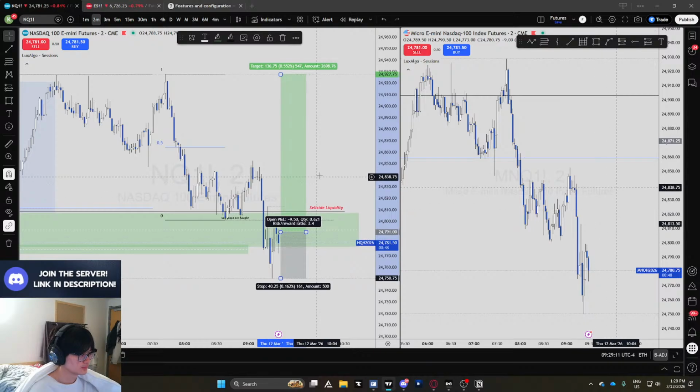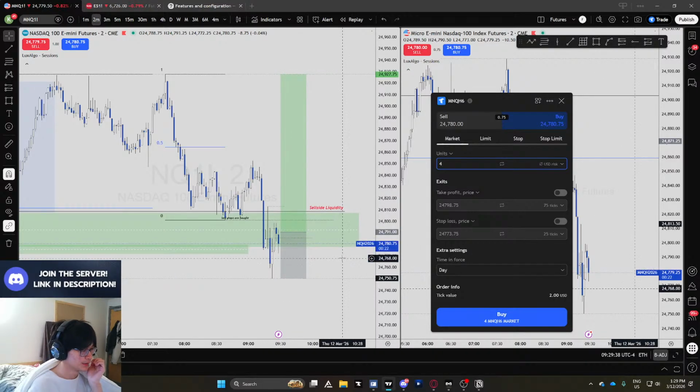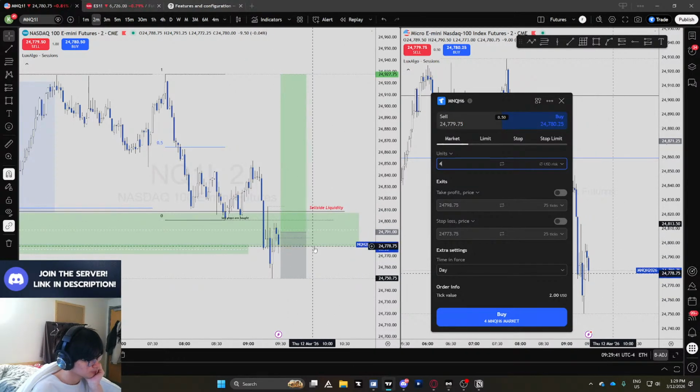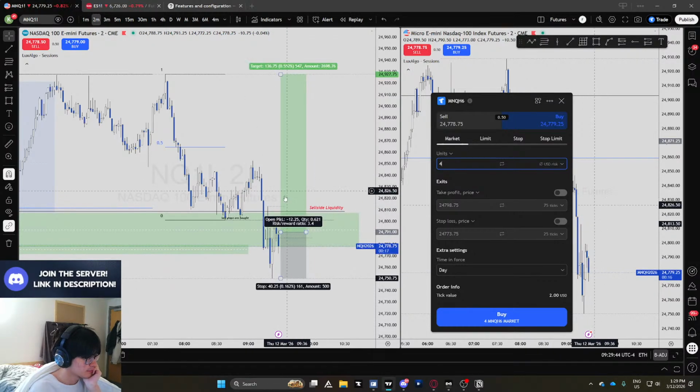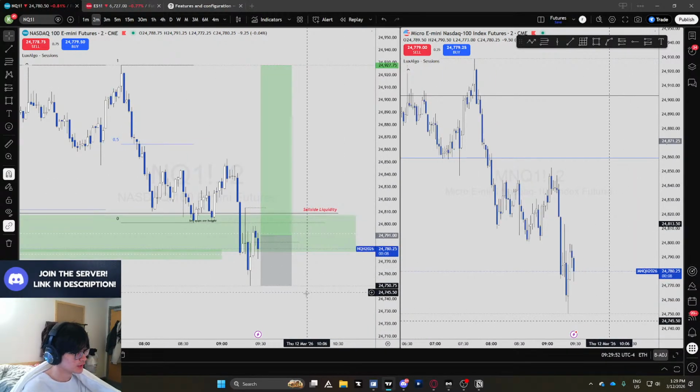Six micros. We'll do 4 micros as an entry, and then if we get a structure shift there for a value gap, we'll enter the rest. Right now I need to see some sort of support here.